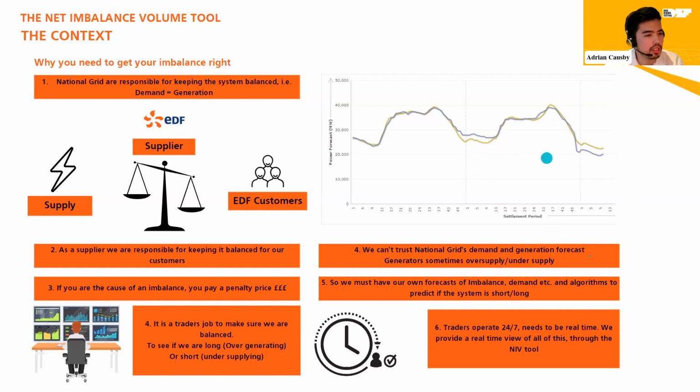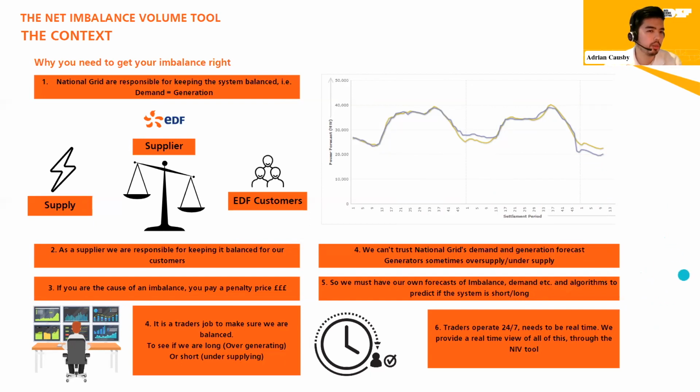Just to give some context, for example, the blue line is something called physical notifications, where generators actually have to notify National Grid of what they're going to supply. A lot of the time they oversupply, undersupply, or a generator might trip. All manner of things happen. So we have to forecast our own imbalance, our own demand, our own net imbalance volume, and we've got a few algorithms to do that.